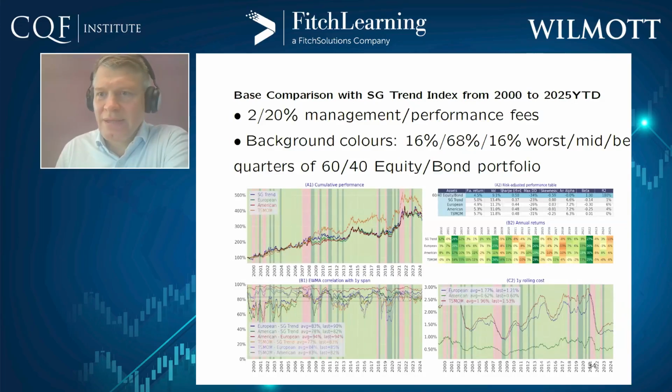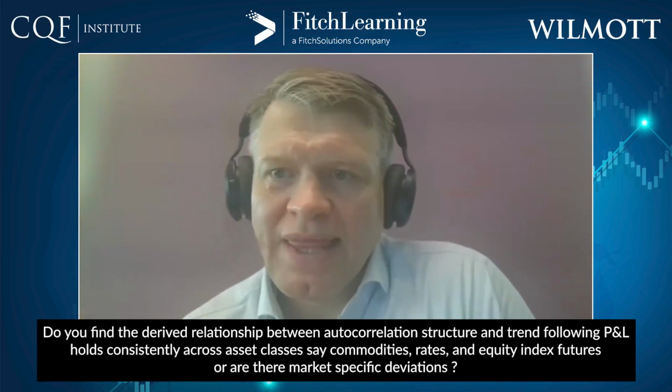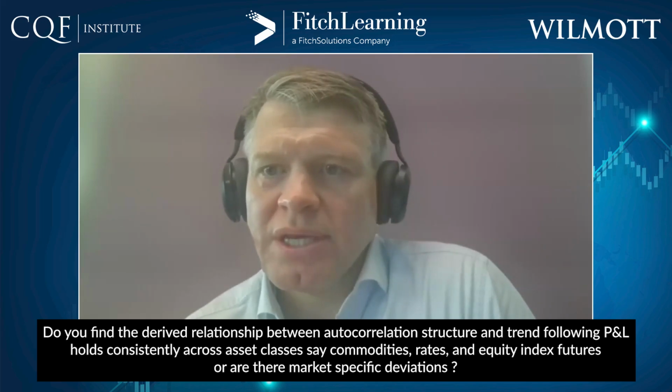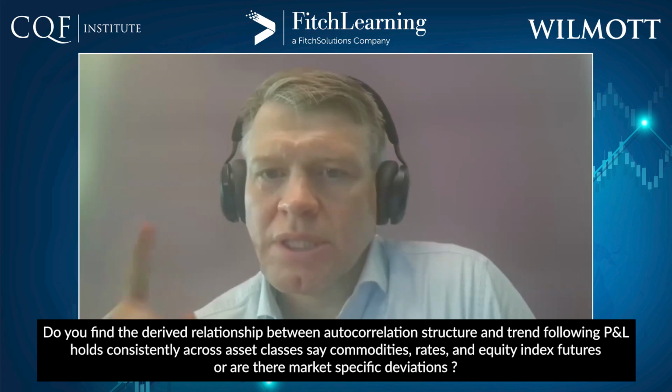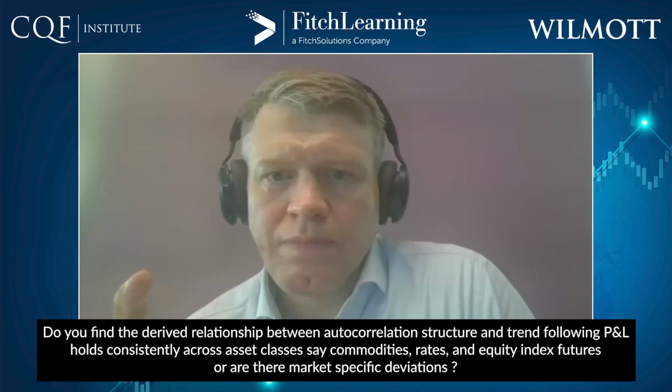Here, I see that we have 8 questions. One question is interesting: do you find that the derived relationship between autocorrelation structure and trend following P&L holds consistently across asset classes, say commodities, rates, and equity indices, or are there more specific deviations? That's a good question. Yes, we provide historical analysis, and what doesn't work is FX. FX tends to have more mean reversion. Otherwise, yes, we have a relationship that is consistent across asset classes.